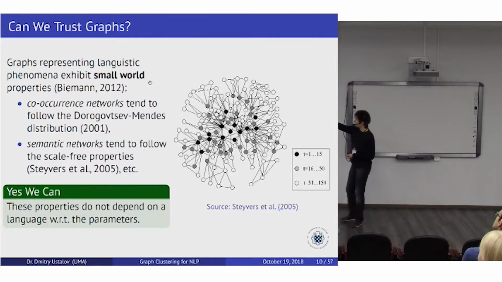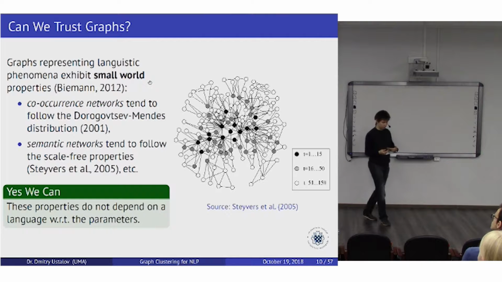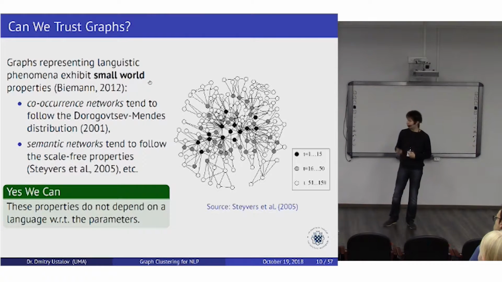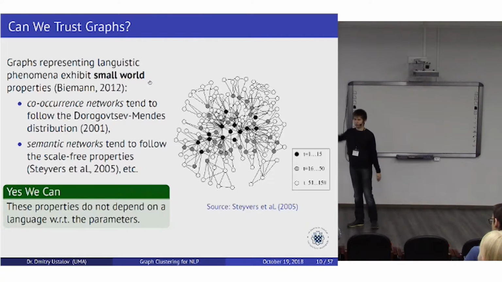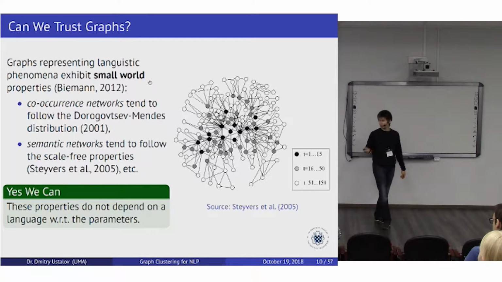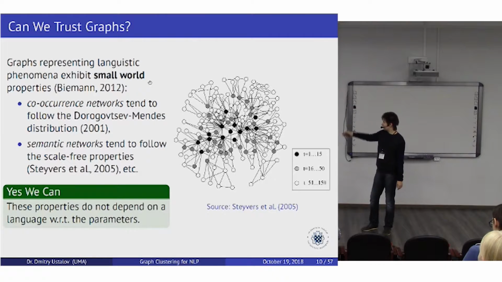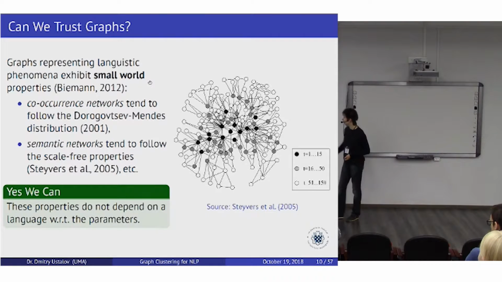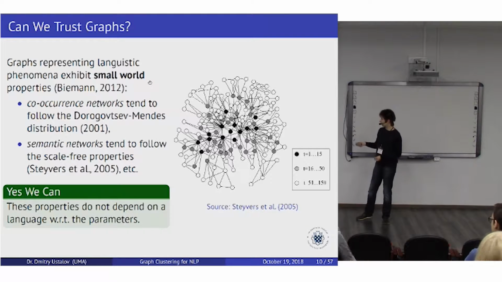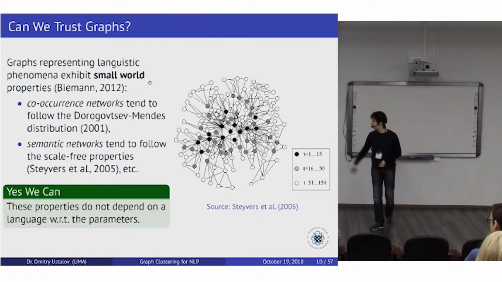So there are a few observations, like, for instance, co-occurrence networks, the networks of word co-occurrences in a text, tend to follow the Dragovtsov-Mendes distribution. It's a bimodal distribution. And semantic networks tend to follow a scale-free distribution. So it's like the power law of degree distribution and so on. And the answer for the question like, can we trust graphs? The answer is yes, we can.